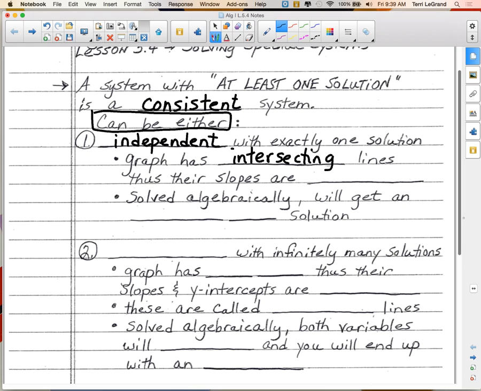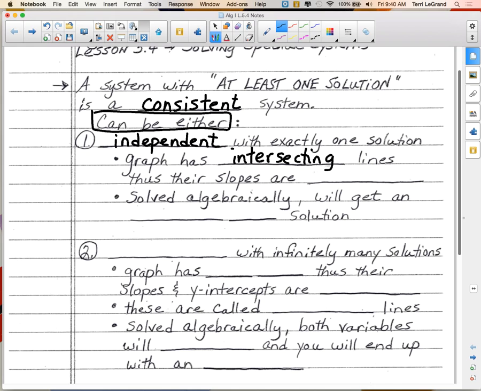Well, if lines are intersecting, what has to be true about their slopes? Do they have to be the same? Do they have to be different? Do they have to be opposites? Do they have to be reciprocals? What do they have to be? For lines to intersect, what would have to be true about their slopes? Okay, same slopes. Would they have the same slope? Would they intersect?